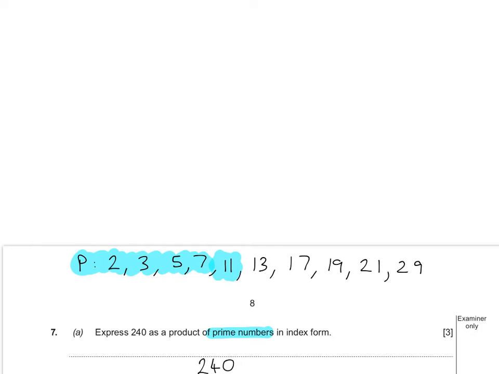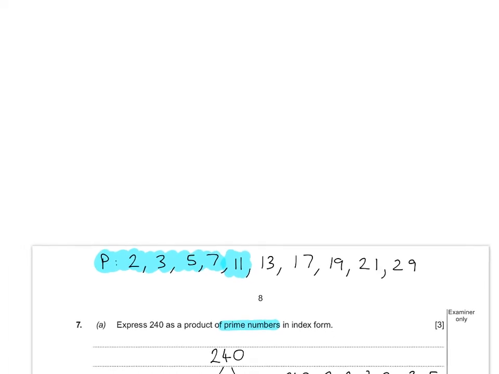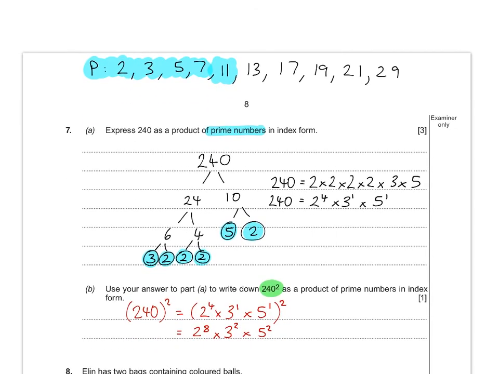Okay, you have to express 240 as a product of prime factors in index form. Okay? Remember, it's 3 marks this question. So the product, the prime factors, and the index form is your 3 marks.